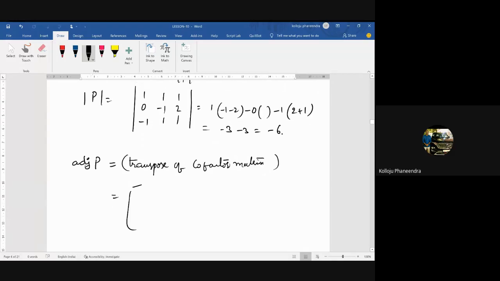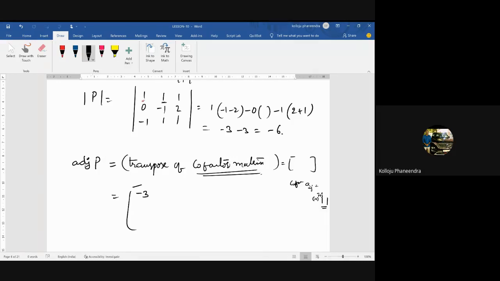Okay, let me calculate. First, for the 1 1 position. This matrix is the transpose of the cofactor matrix. The cofactor of element Aij means minus 1 to the power i plus j, delete the ith row and jth column and write its determinant. So the 1 1 position has a plus sign; with this one gone, I get minus 1 minus 2 minus 3.